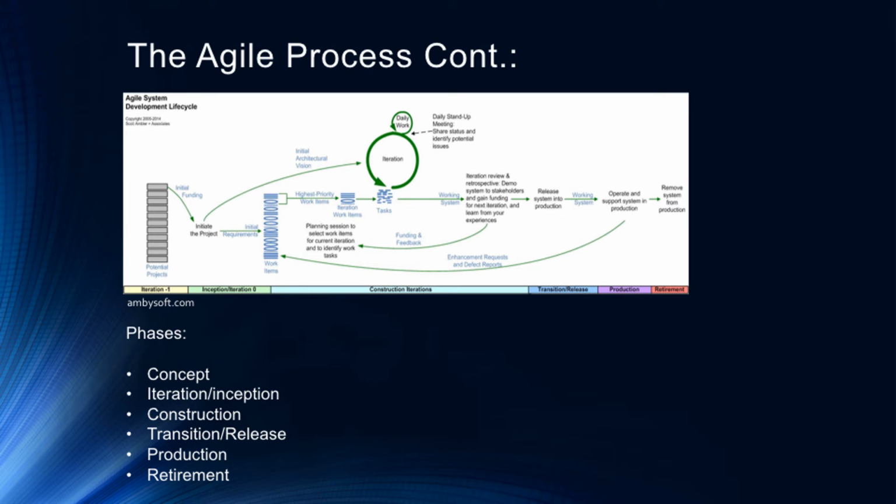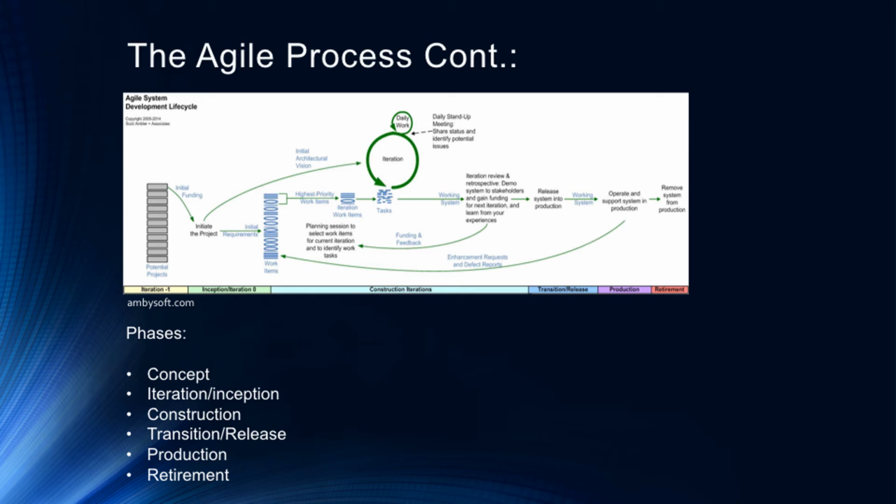Here's an example of an Agile system development lifecycle. You have potential projects. You choose the one that's most important. You get initial funding. You have work items associated with that project. You choose the ones that are the highest priority from that work item list. You have tasks to complete those high priority goals. Those tasks are completed within the iteration.